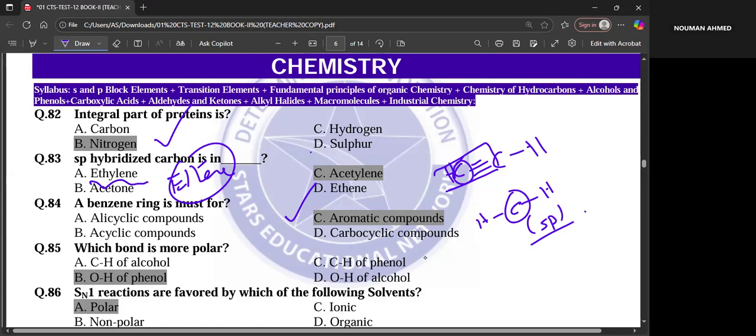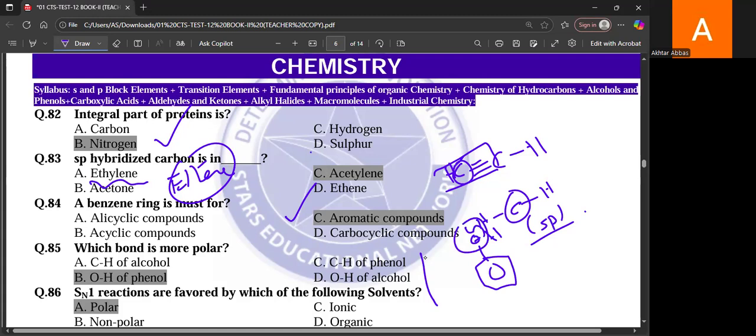Okay, so the next question is, which bond is more polar? The more polar bond is phenol. You know that in phenol, the hydroxyl group is attached with carbon atoms, and this phenoxide ion is more stable. When this phenoxide ion is more stable as compared with the alcohols, we can say that this bond is more polar as compared with the alcohols, as compared with the CH bond and as compared with the OH bond of alcohol. So your best option is beta.